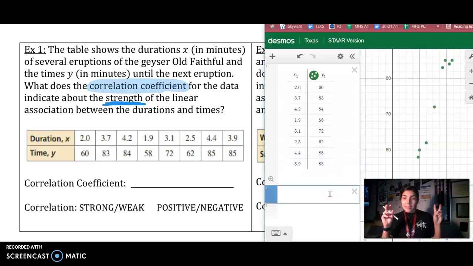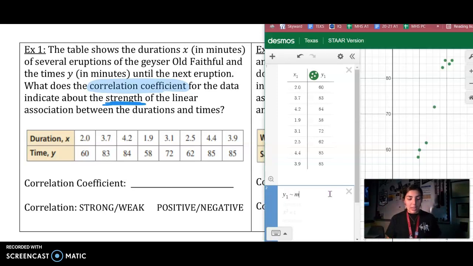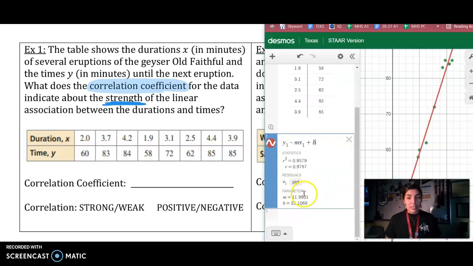Then we need to write the fancy version of equation number 9. This is going to be y1 squiggly line mx1 plus b. A bunch of stuff pops up. Now, we're not interested this time in these m and b parameters because we're not writing a line of best fit or trying to decide what it is in the future. We're not trying to predict anything. We just want this r value here, 0.9787. So that's my correlation coefficient.